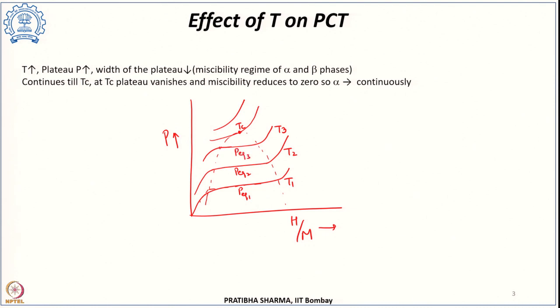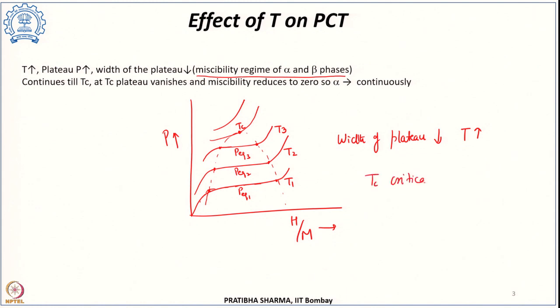We are also getting the width of the plateau reducing. So, this width of the plateau region also decreases as the temperature increases. Now, the important thing to be noted here is that this plateau tells about the miscibility regime of the two phases, which are alpha and beta. So, as the temperature increases and the plateau pressure increases or the plateau width decreases, the miscibility region of alpha and beta phase also decreases, and this continues until a temperature which is the critical temperature.